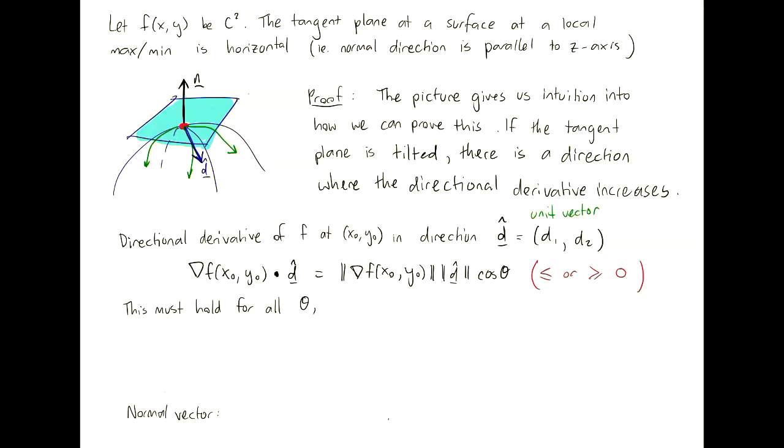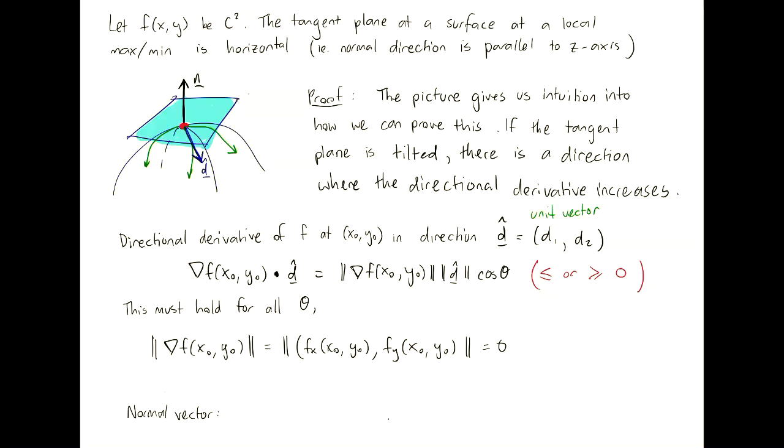the only way I can avoid tilting the plane is if this thing is 0. So the only way I can get a flat plane is if this quantity is 0. This is not 0. This is not 0. So this has to be 0. So the only way I can get a flat plane and thus avoid this thing going positive is if the absolute value of grad f at x naught, y naught, which is equal to the absolute value of f_x at x naught, y naught, f_y at x naught, y naught, is equal to 0.